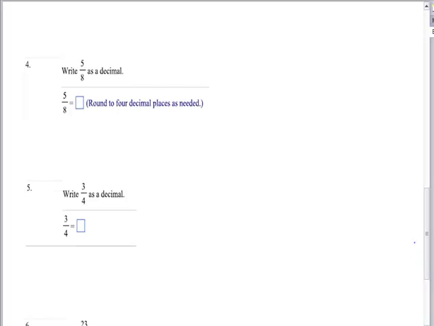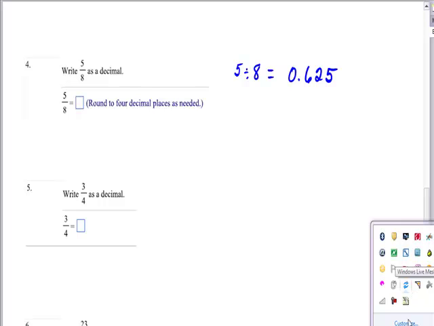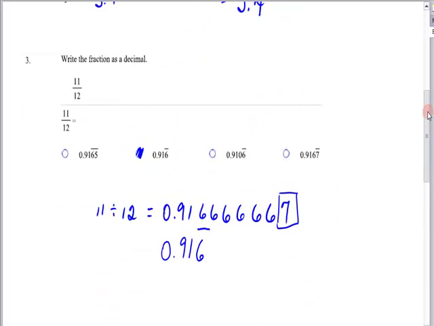All right, number 4. 5 divided by 8 gives me 0.625. You will find that if you're changing a simplified fraction into a decimal, if the denominator has any factors other than 2's or 5's, then it will repeat. But if made up of just 2's and 5's, then it will stop, or what we call terminate. Up here, 12 is made up of some 2's, or maybe a 4, but you've got a factor of 3 in there. That's causing it to repeat.